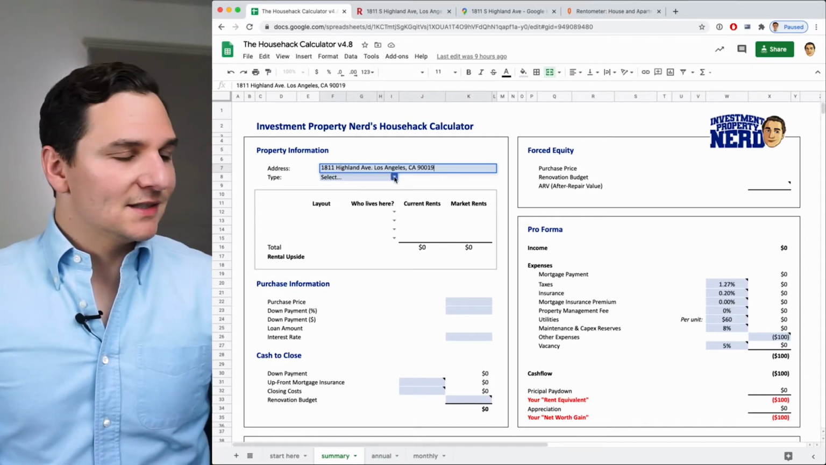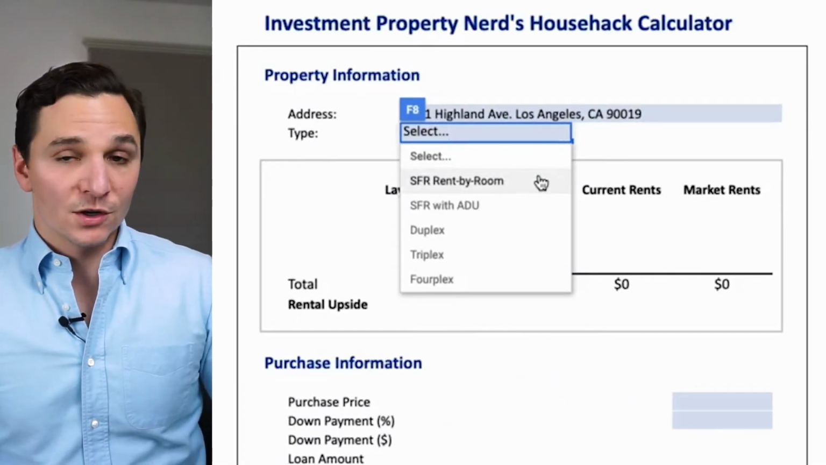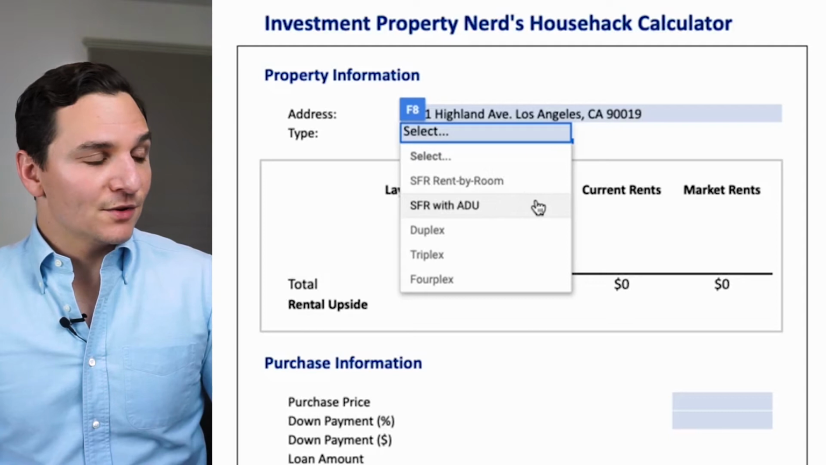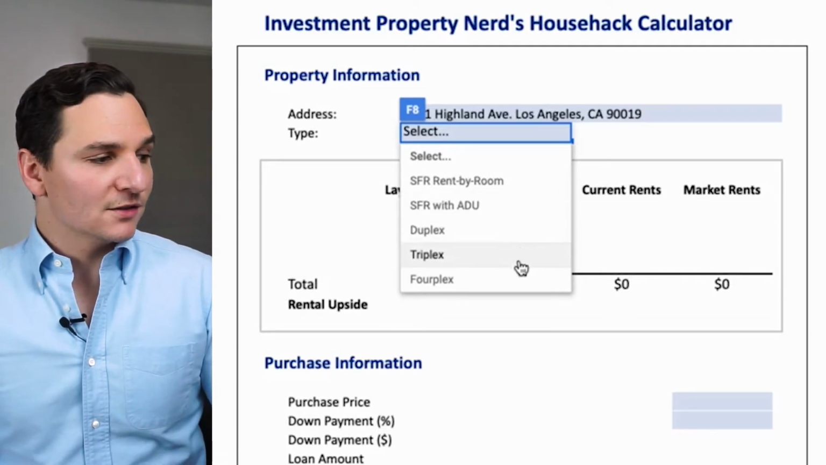The next option is type. So this is where we choose what kind of property it is. Single family rental, where we're going to rent by the room. A single family rental with an ADU, where we're going to live in one and rent the other. Or a duplex, triplex, or fourplex.